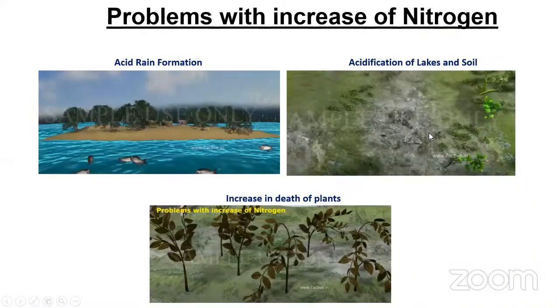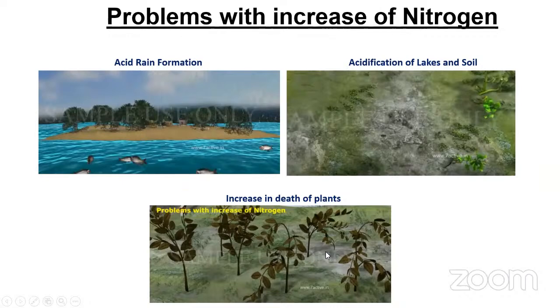Now consider a scenario when there is too much nitrogen in the atmosphere. In that condition, too much nitrogen will lead to the formation of acid rain. Acid rain formation will lead to the acidification of lakes and soil, as a result of which there will be an increase in the death of plants.